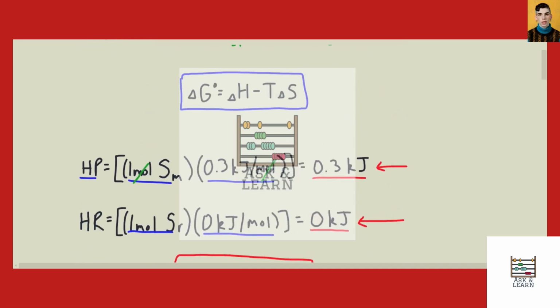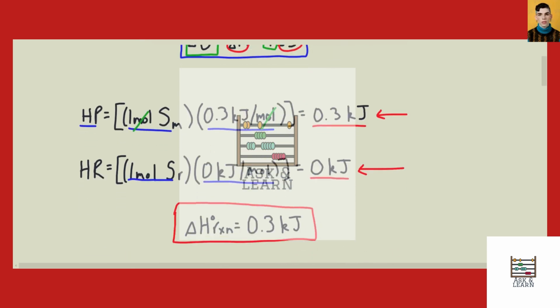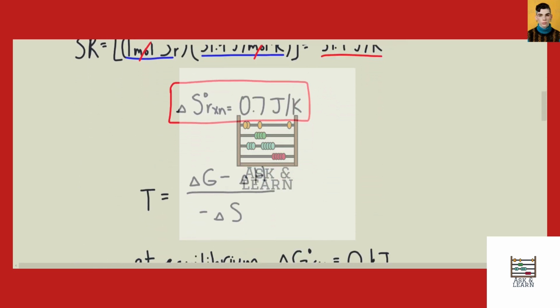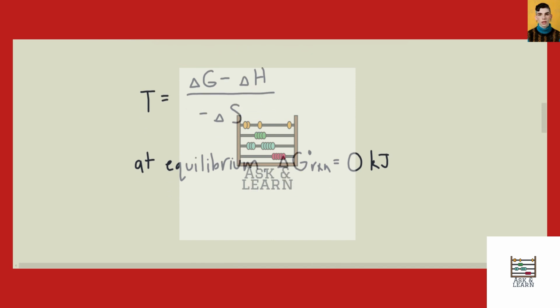So now we have values for delta H reaction and delta S reaction. And now we can rearrange this equation in order to solve for the temperature when this reaction is at equilibrium, meaning when delta G is equal to 0. So when we rearrange that equation to solve for temperature, we get this expression, and recall that at equilibrium, delta G is equal to 0. So that's what we plug in for delta G, and we just solved for delta H and delta S. So we can plug in everything that we know now to solve for that temperature when delta G is equal to 0.